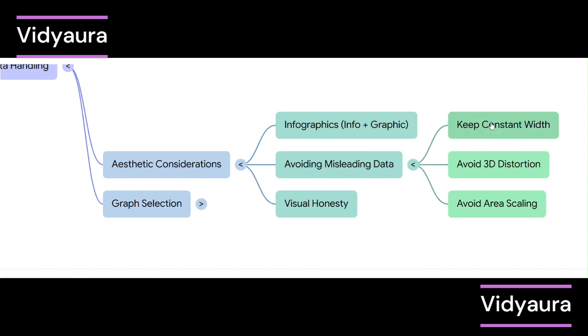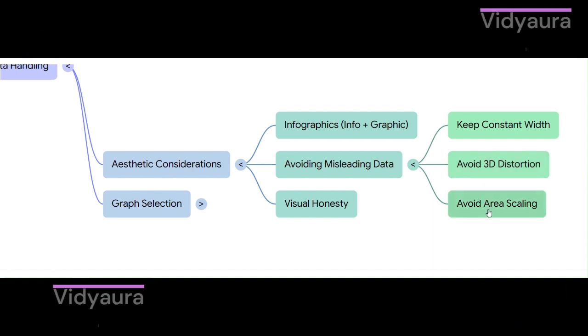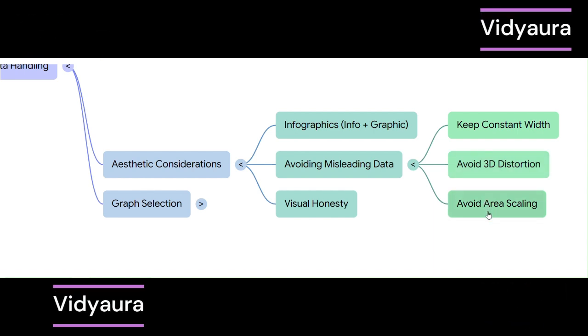Keep constant width. If one bar is wider than others, it looks more important even if the value is lower. That's cheating. Avoid 3D distortion. 3D graphs look cool, but they make it hard to see where the top of the bar actually hits the scale. Avoid area scaling. Don't use 2D shapes that grow in both width and height, as it tricks the eye into thinking the difference is much bigger than it is.